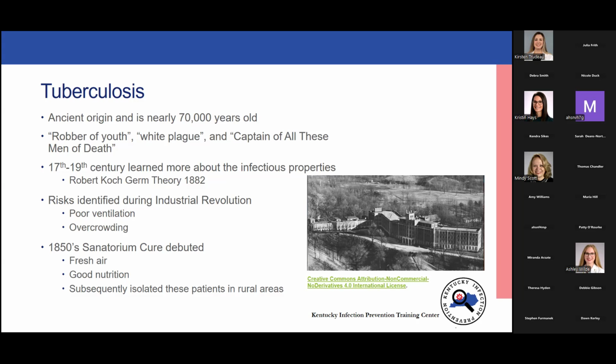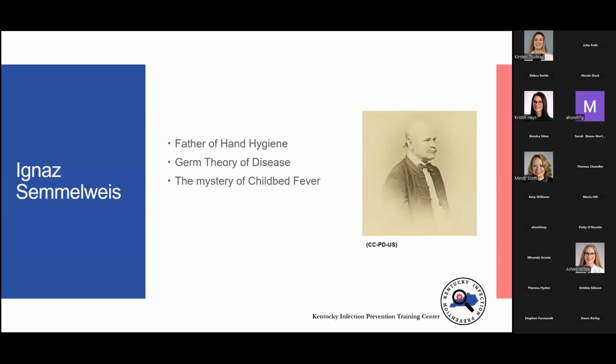And then in the 1850s, the sanatorium cure debuted. That was where these patients were sent to sanatoriums. And you can see here on the right, this is a very well known sanatorium, Waverly Hills, right here in Louisville. These patients were sent to different sanatoriums to get fresh air and good nutrition, and that was thought to improve their condition. But subsequently, that kind of isolated these patients to rural areas, which cut down on the transmission of this illness to the public.